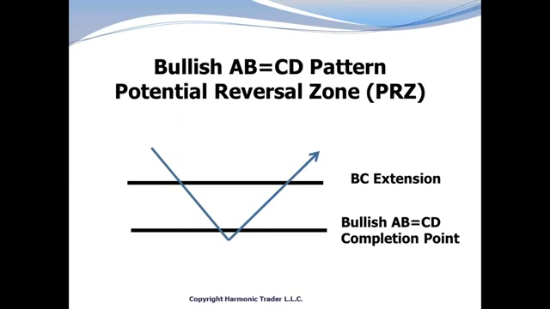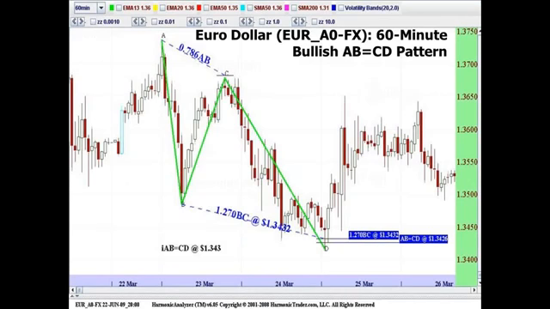Bullish AB equals CD pattern potential reversal zone. Ideally, in a bullish ABCD, we want to see that equivalent AB equals CD completion point be the lowest number in the harmonic support. The BC extension will typically complement this area. But our most important point is the exact price level where the AB equals CD leg completes.